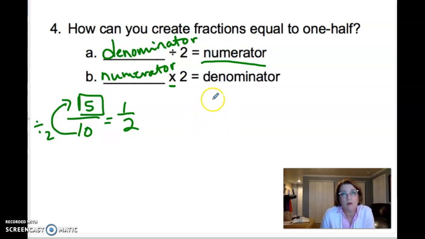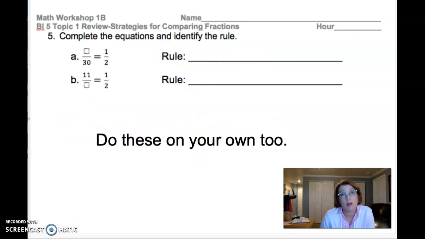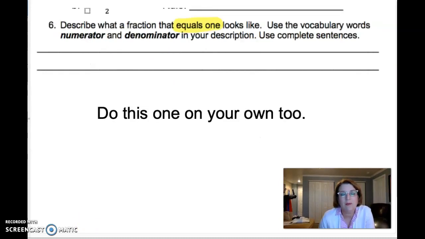If I want to know a denominator, then I'd start with the numerator, multiply it by 2 to get that denominator. So you have a couple of these to try on your own as well. Then we've got some things for you to think about and write out. And if I was really good, I'd probably have you share this on Flipgrid in your own words. And maybe we'll try that later.